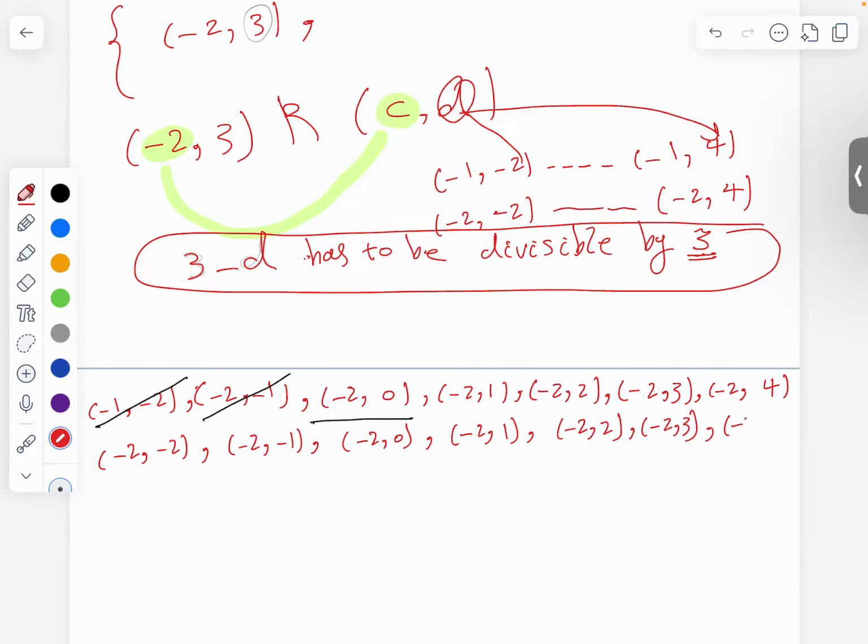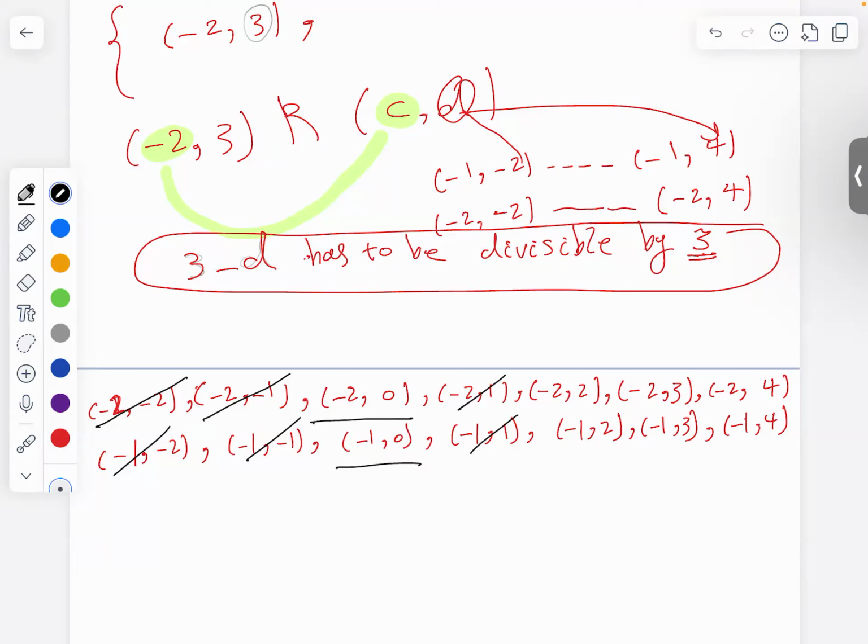Wait, this should be -2. These should be -1. One. Okay, so 1, 4. So if this is not correct here, so this should be not correct here. This one. What did you say? Sorry. 3 minus 1. This cannot be correct.